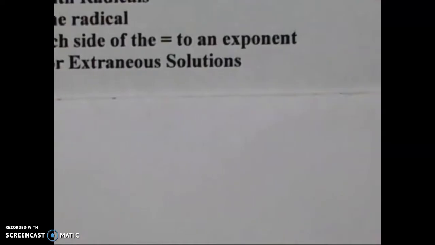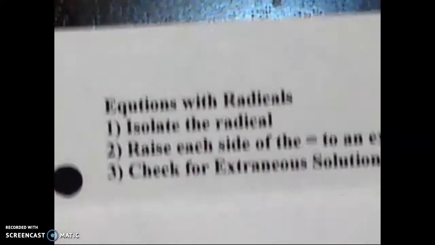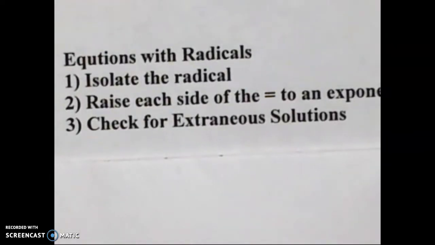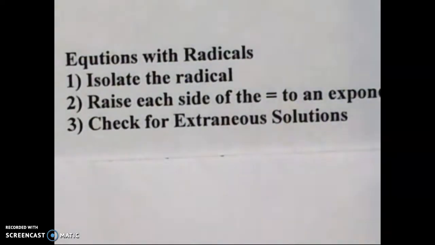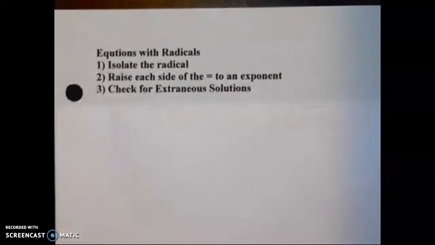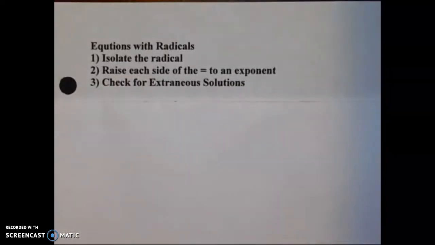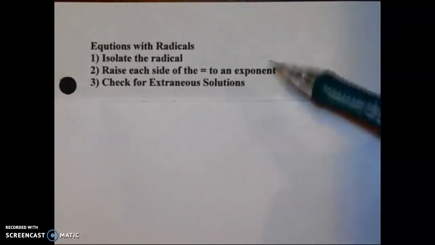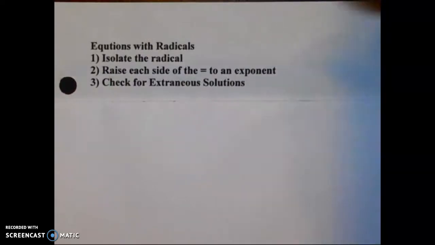The next part are the radicals. There are 3 steps when you're solving equations with radicals. Step 1, isolate the radical. Step 2, raise each side of the equal sign to an exponent so that you can cancel the radical. Step 3, check for extraneous solutions.